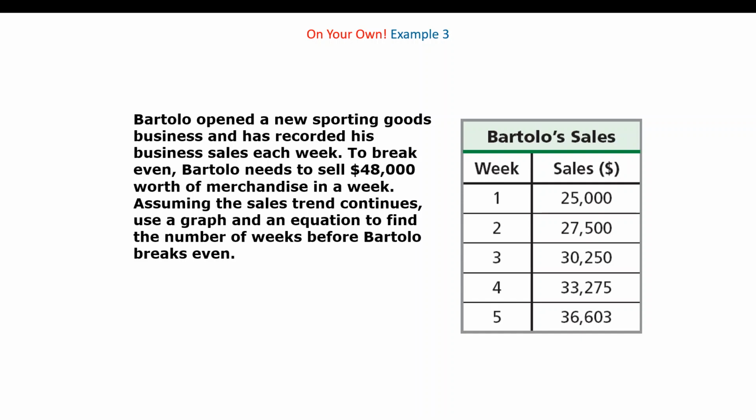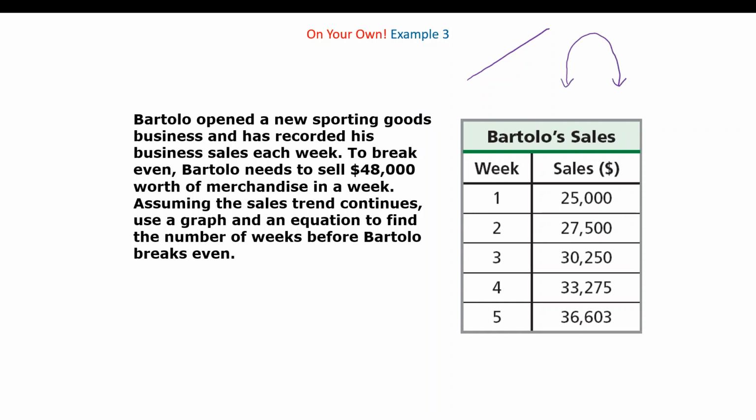Assuming the sales trend continues, use a graph and an equation to find the number of weeks before Bartolo breaks even. So I have to think about what kind of equation this is going to be. Do I think it's going to be a linear equation? Do I think that's going to act something like that? Do I think it's going to be a quadratic equation that will look something like that? I hope not. I don't want my sales to do that.